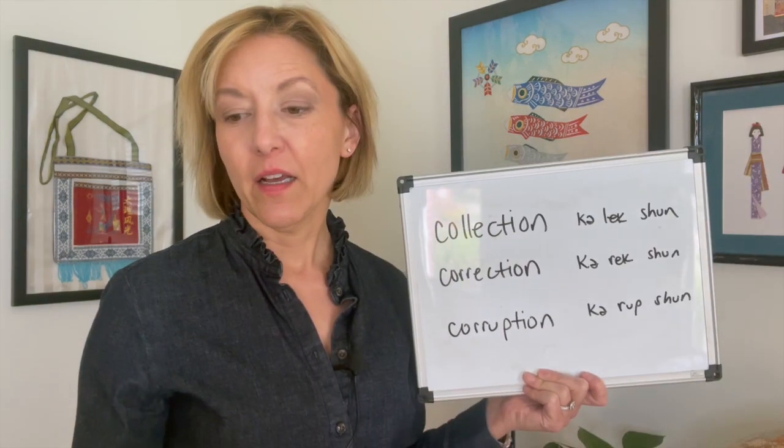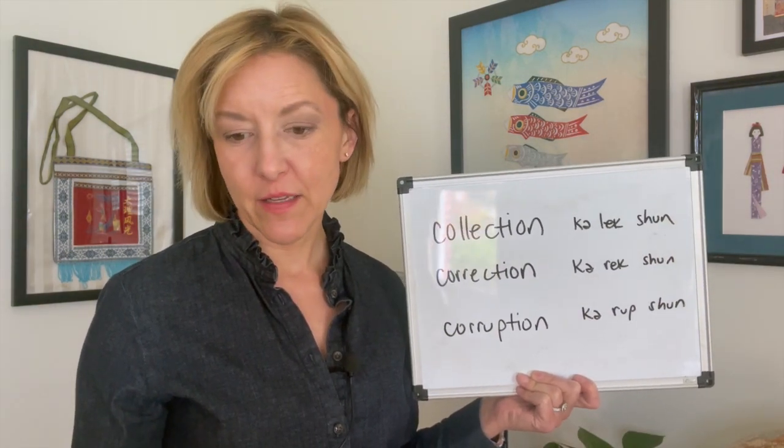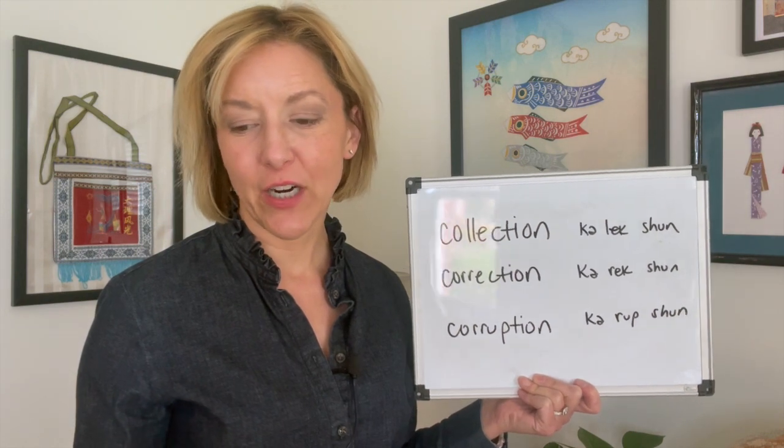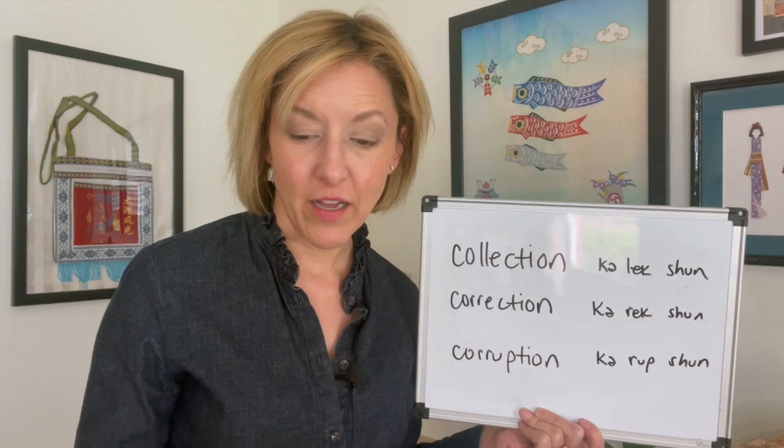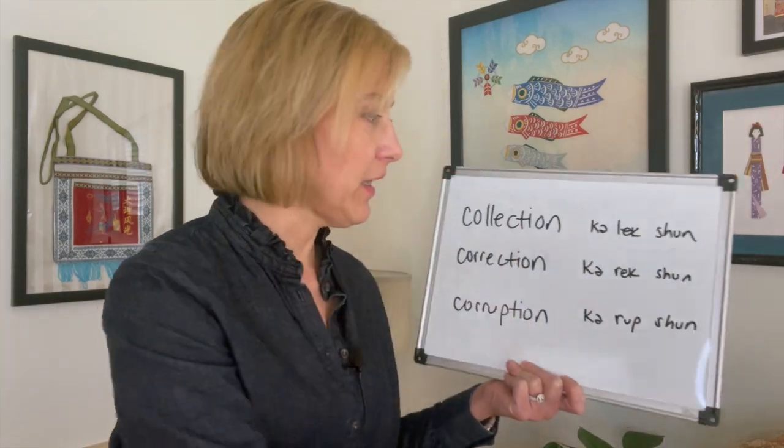I have 3 words today. Collection, a group of people or things. Correction, act of correcting. And corruption, dishonest conduct. Let's take a look at these words.